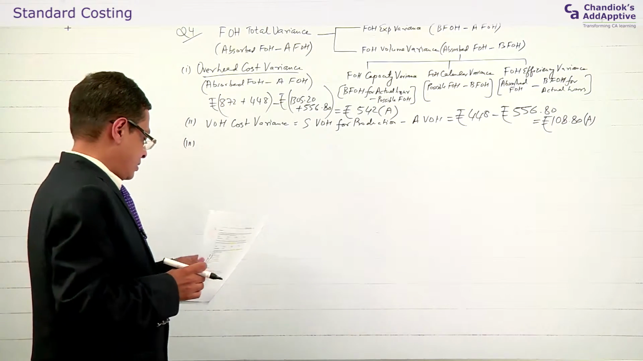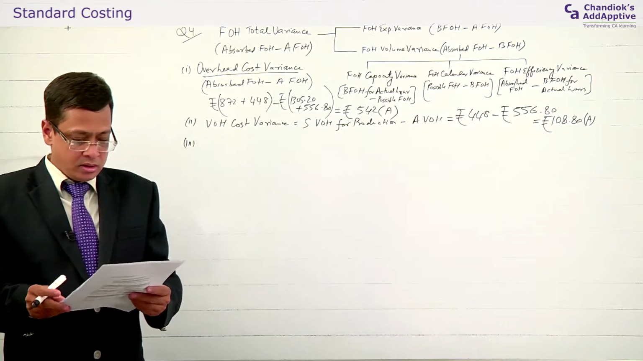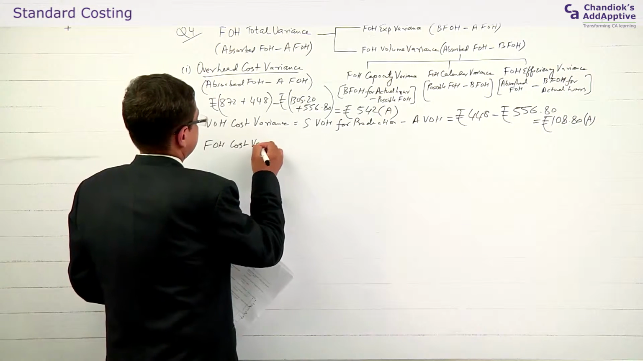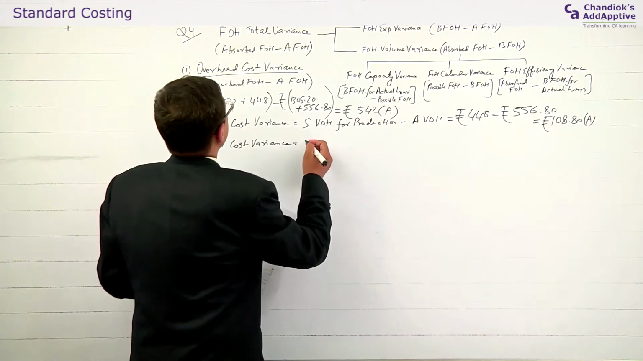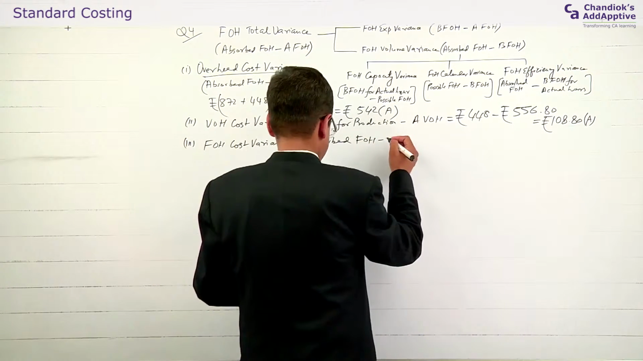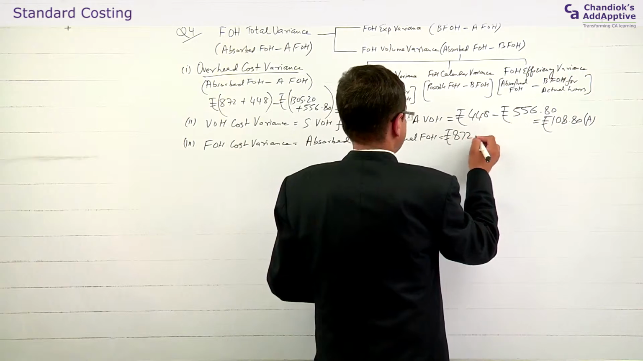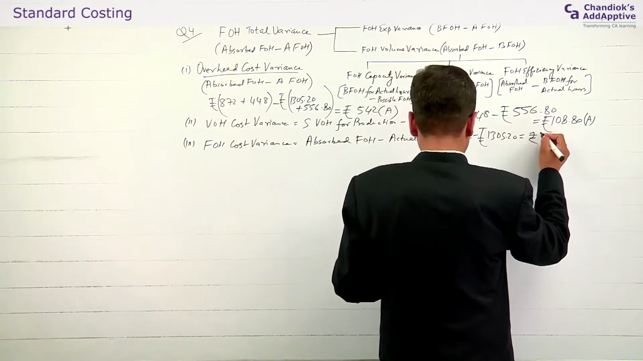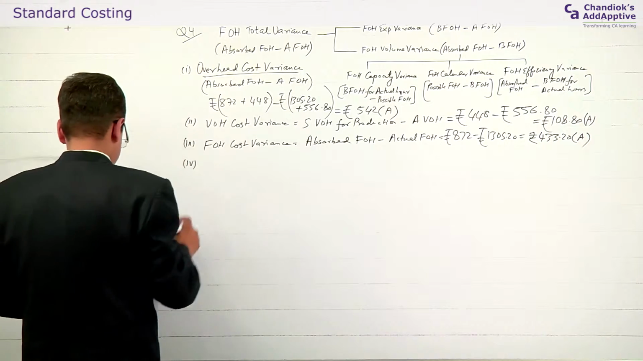If you look at the third part, the question is asking you to compute the fixed overhead cost variance. This is already known to you. This is absorbed fixed overhead FOH minus actual fixed overhead. So, when you solve rupees 872 minus rupees 1305.20, this becomes rupees 433.20 adverse. So, this is the third part of the solution.